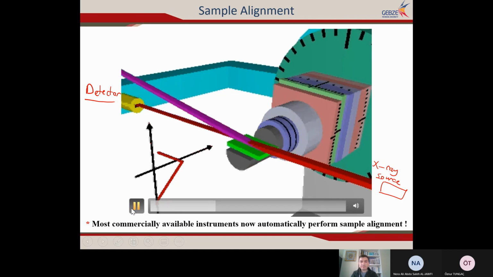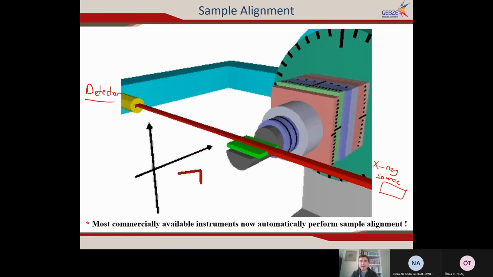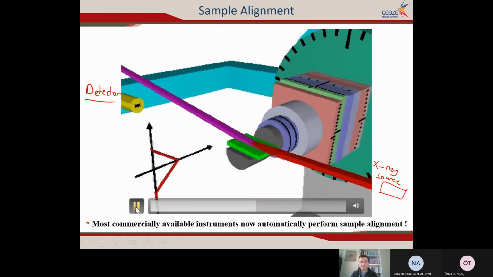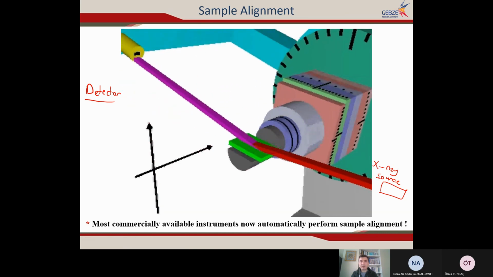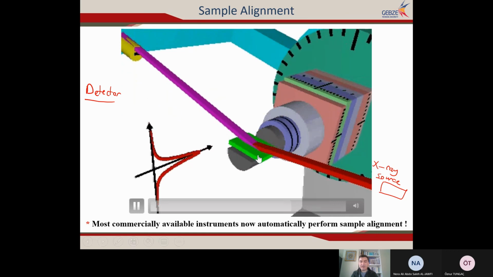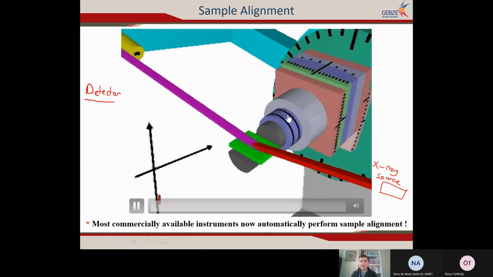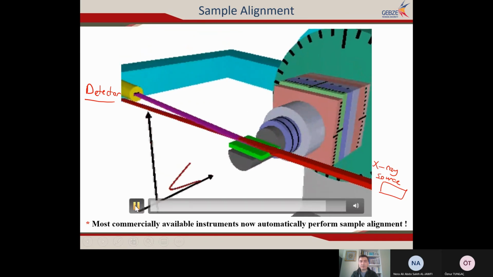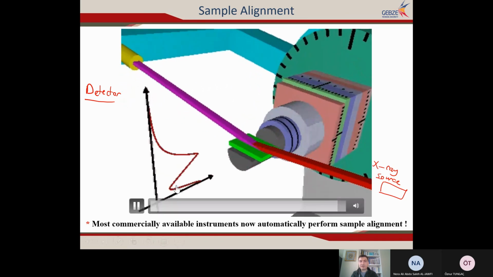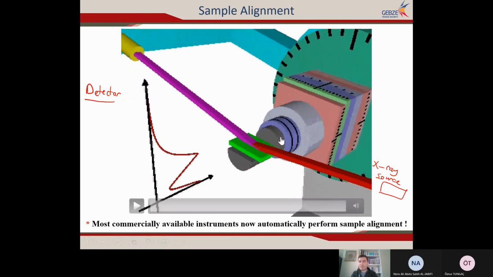Then another sample scan, another half intensity scan. And you go to higher angles, another sample scan here, and chi scan. And finally, sample alignment is finished. And the sample and diffractometer are ready for the X-ray reflectivity measurements.